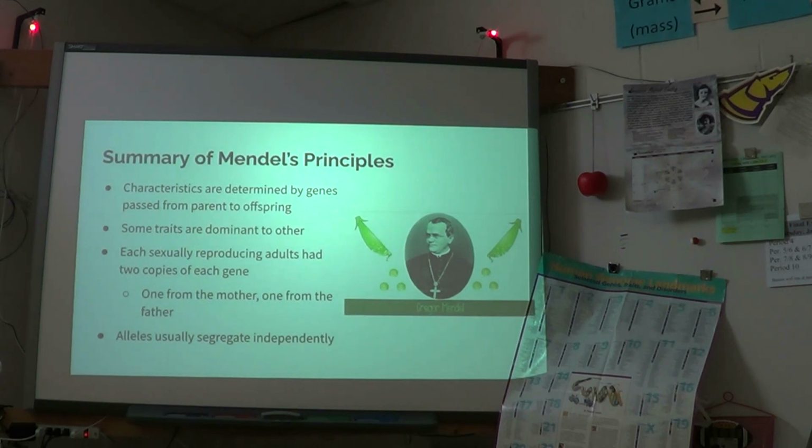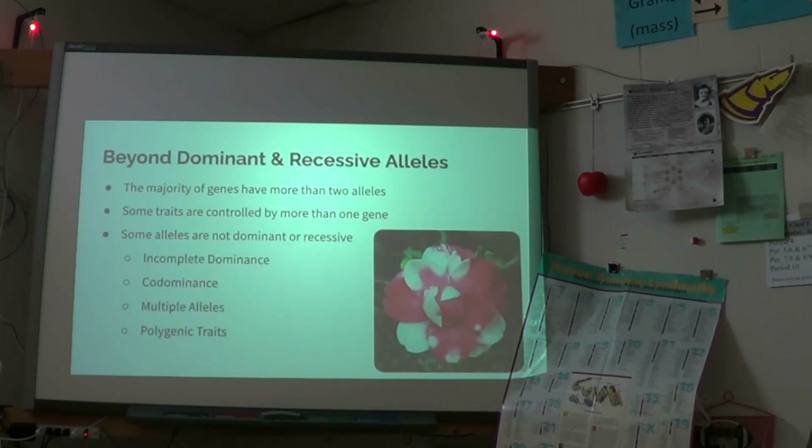Okay? So traits are passed on from generation to generation. Some traits are dominant over others. Each sexually reproducing organism has 2 copies of each gene. We get one from our mom, one from our dad. And these alleles usually segregate separately. However, there's more to it. That's an oversimplification that we've been talking about so far.